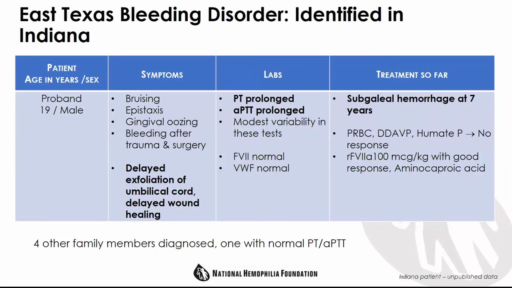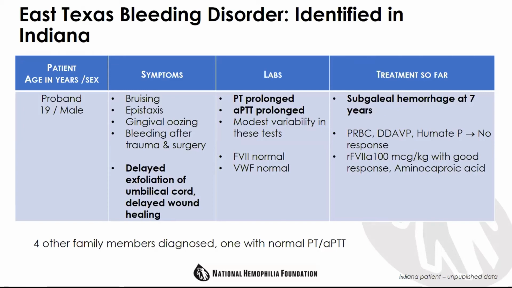And he was given different products because initially he was thought to have von Willebrand disease because of borderline low levels. He received desmopressin and a specific product for von Willebrand disease called Humate-P. And finally, he responded only to recombinant factor VIIa at a high dose along with antifibrinolytic agents. Interestingly, this child also had a delayed exfoliation of the umbilical cord and has delayed wound healing.